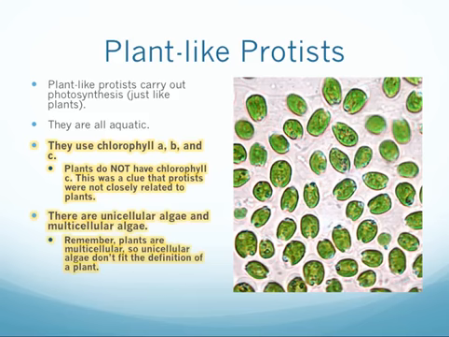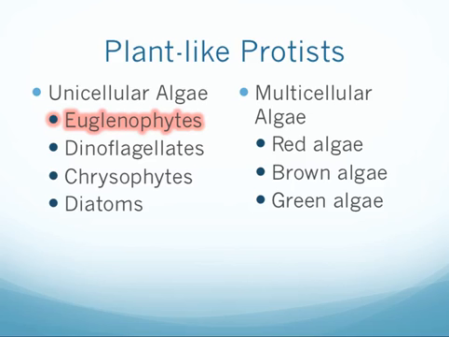There are unicellular algae and multicellular algae. And remember that plants are multicellular, so unicellular algae don't fit the definition of a plant. So that's why they're in kingdom Protista. So we're going to be learning about 4 groups of unicellular algae in this lesson. First, we're going to learn about the euglenophytes. Now, these names are kind of difficult, and when we get to dinoflagellates and diatoms, you'll see that the names could be even more difficult. But these terms here on this slide are what I expect you to remember and what I expect you to refer to the protists as.